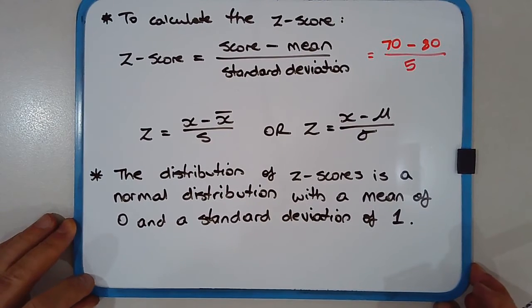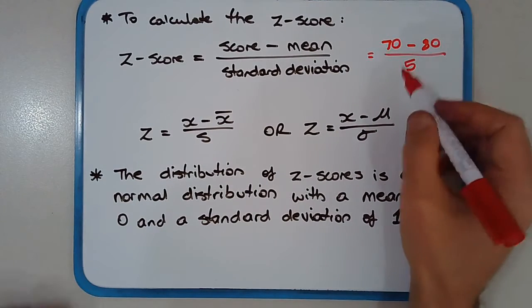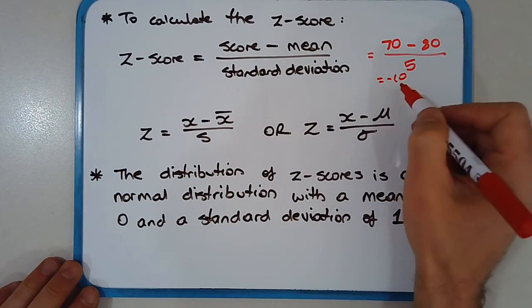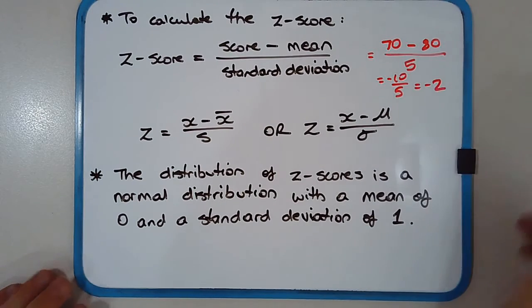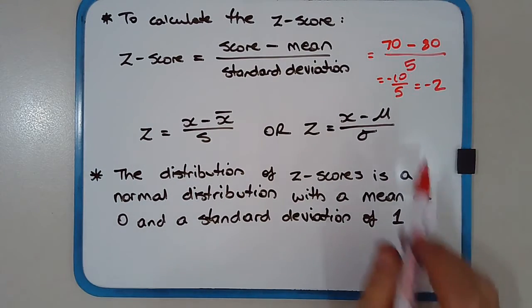Does it work using the formula? 70 minus 80 is equal to -10 over 5. -10 over 5 is equal to -2. So that student's Z-score would be -2.